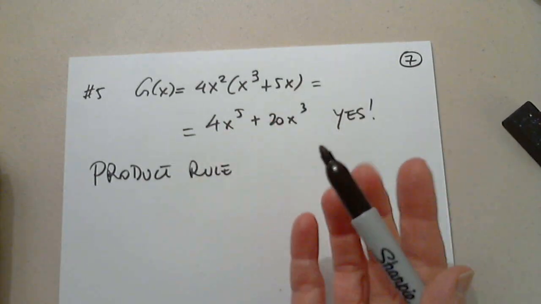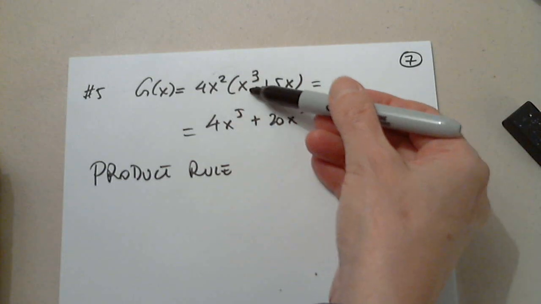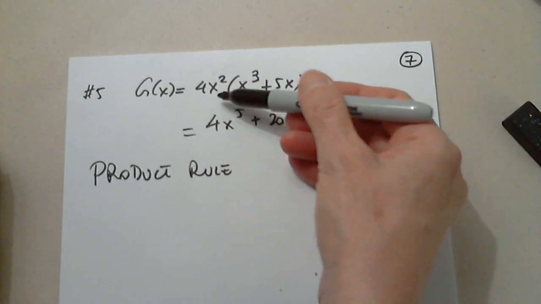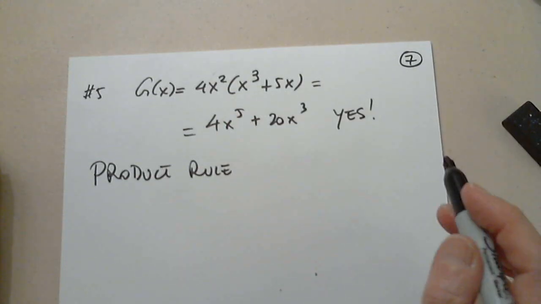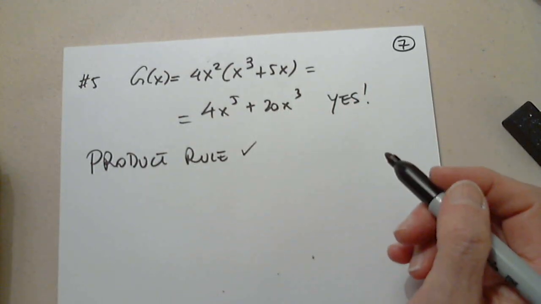And you can say, what's the big deal? Just distribute. 4, copy the base, add the exponents. 4 times 5 is 20. Copy the base, add the exponents. Yes, and then differentiate. Yes, that is possible. But we want to use the product rule.